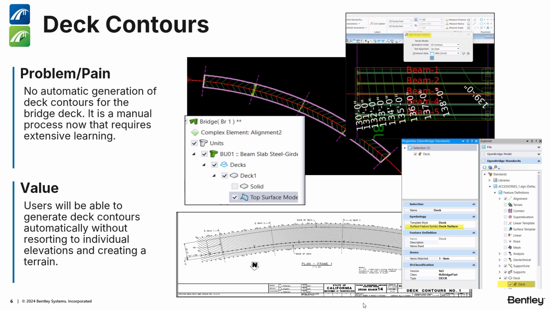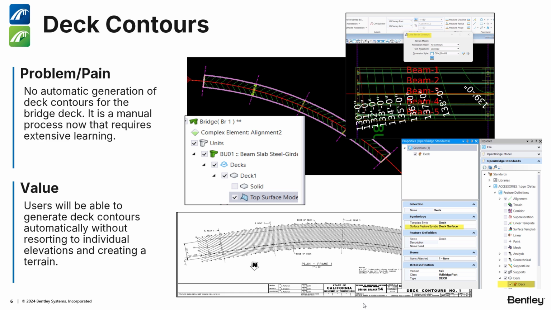Let's start. We have included the option to generate deck contours. Before, to generate deck contours, it was quite difficult as it requires a learning curve to maybe export points and build a terrain model. Now we do it automatically.